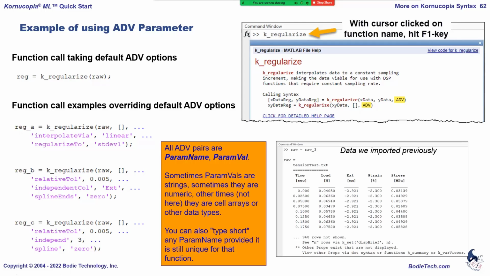You can also do things like type short any parameter name. So here the parameter name was typed as independent call, which is the full parameter name. Here I just type independ. So I can type any of them short I want. All I have to ensure is I have enough letters here that for the parameters that this function knows about, that it's unique. As long as it's unique, Kornucopia will interpret that.